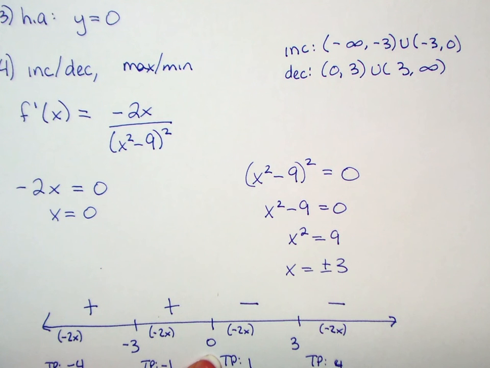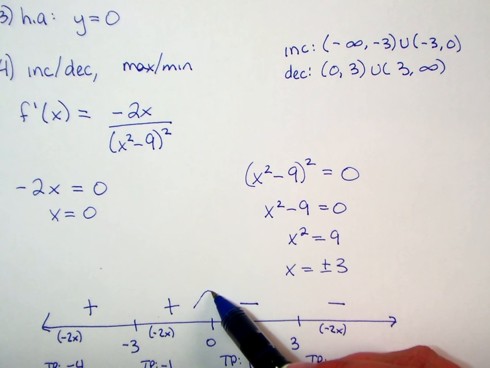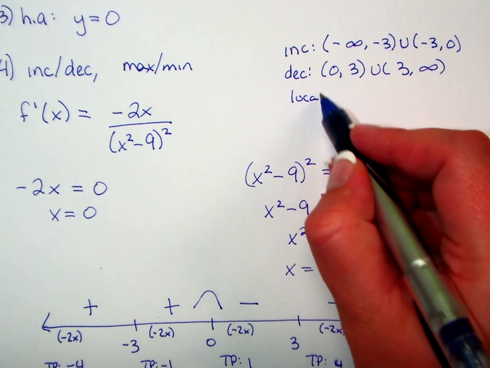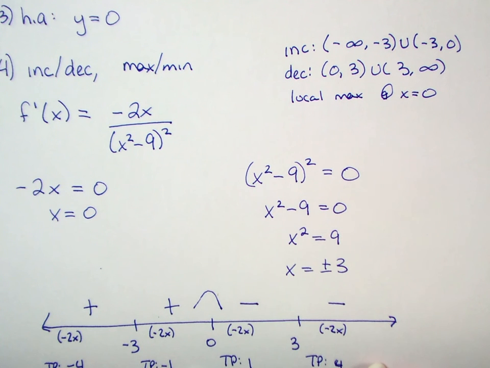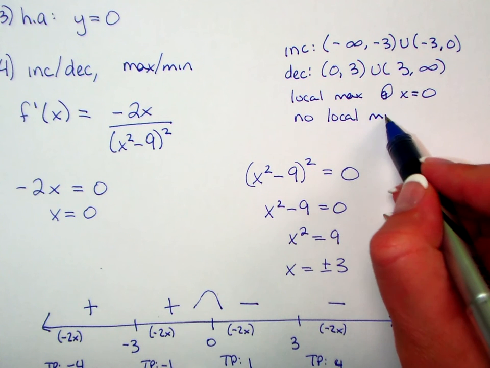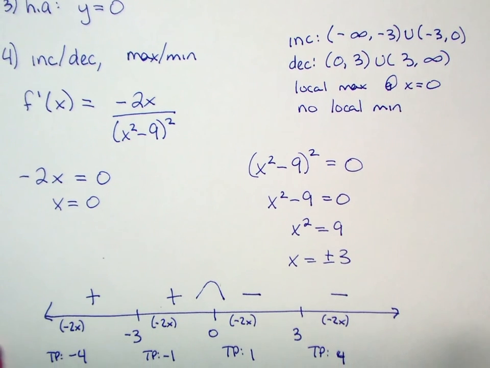Okay. Now, the first derivative test is looking for maxes and mins. It's looking for a change from positive to negative, or negative to positive. And we have only one change that occurs here at 0. So is 0 a max or is it a min? Well, it's increasing on the left and it's decreasing on the right. So it looks like 0 is going to be a local max. So we have a local max at x equals 0. And we have no local min because it's never changing from negative to positive. So there's our first derivative test.